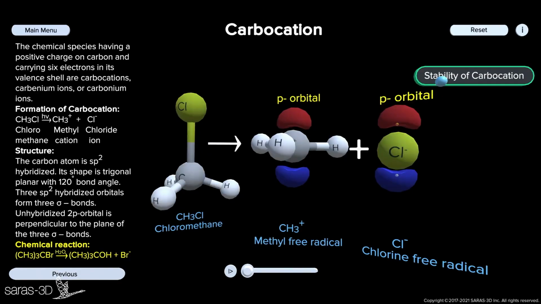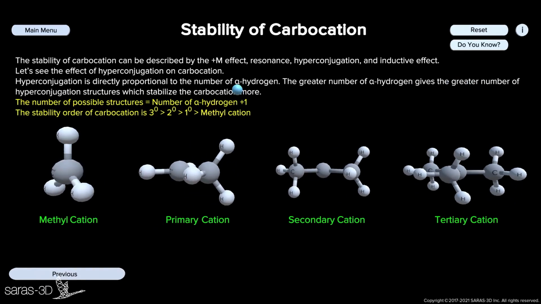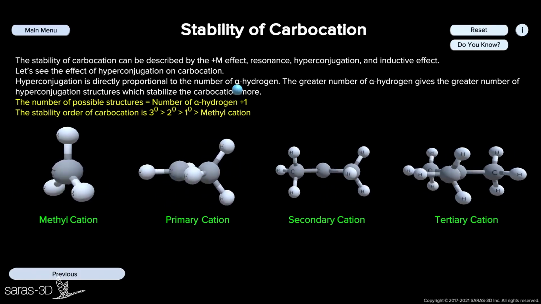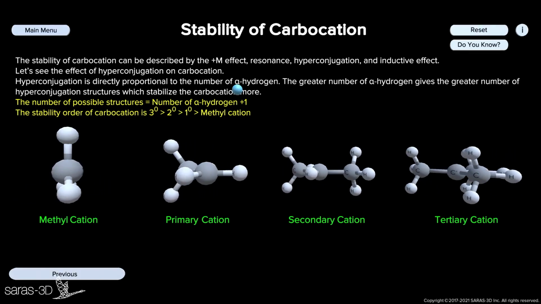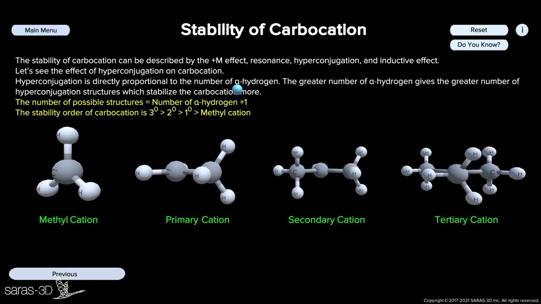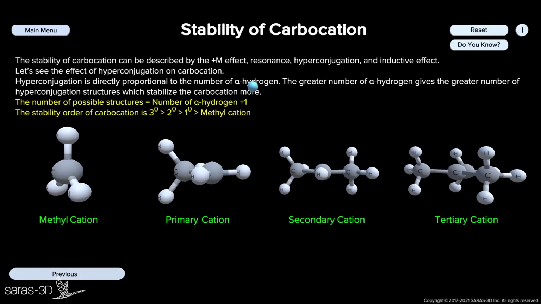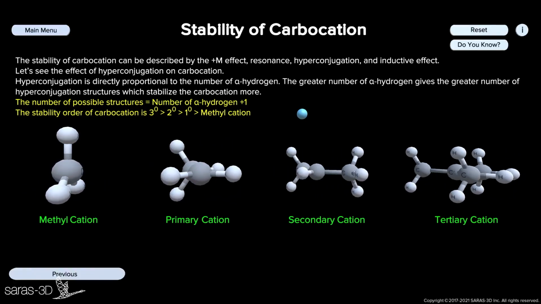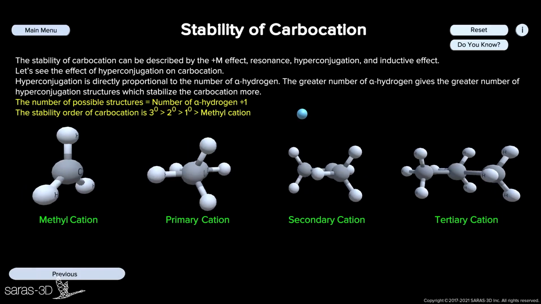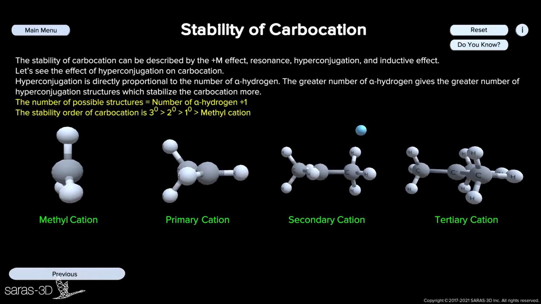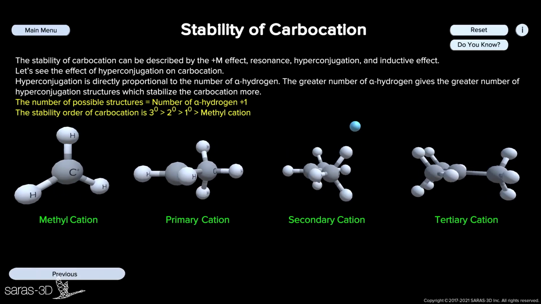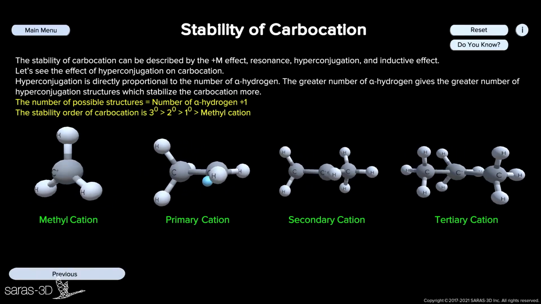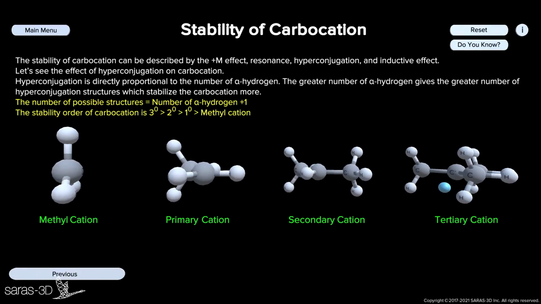Let's talk about the stability of carbocation. Now, the stability of carbocation can also be described by the plus M effect, resonance, hyperconjugation, and inductive effect. Now, let's see the effect of hyperconjugation on carbocation. As we learned, hyperconjugation is directly proportional to the number of alpha hydrogen. The greater the number of alpha hydrogen, the greater the hyperconjugation structures, which is going to stabilize the carbocation more. So, that very carbocation which has got more hyperconjugation structures is going to be the most stable.